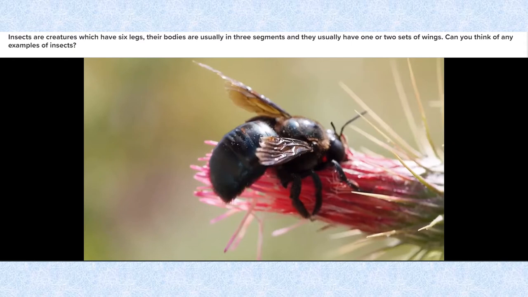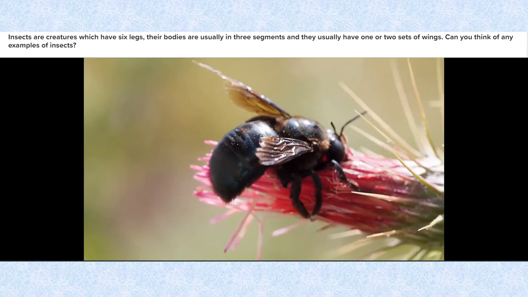Let's have a closer look at some insects. Now, this is a type of invertebrate, as we said. Insects are creatures which have six legs, and their bodies are usually in three segments. Those three segments are called the head, the abdomen, and the thorax. They usually have either one or two sets of wings.